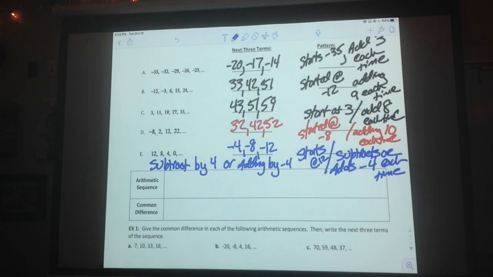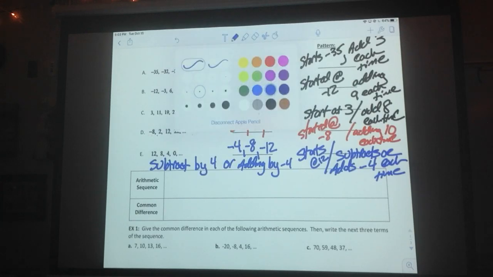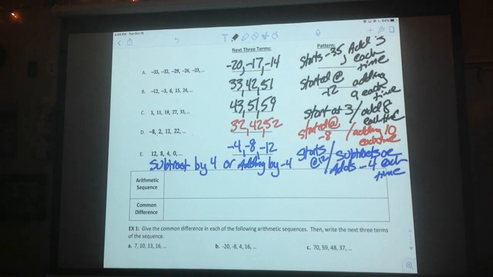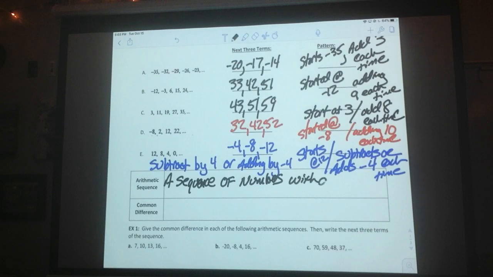An arithmetic sequence is a sequence of numbers with a constant, or common, difference.